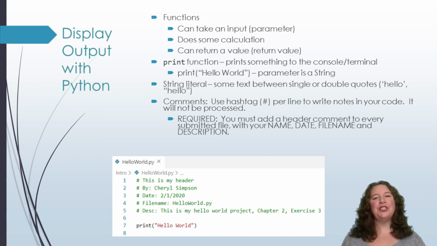So the first function we're going to play with is our print function. Printing something just prints it out to the terminal. So when you're writing your code, it's going to print down at the bottom. So we're going to print hello world. Now I have the code down here.